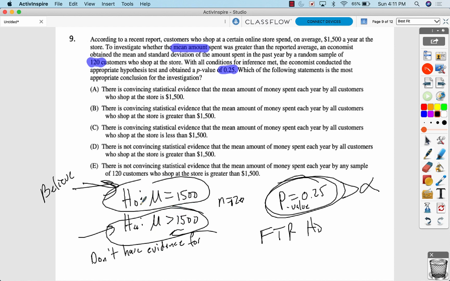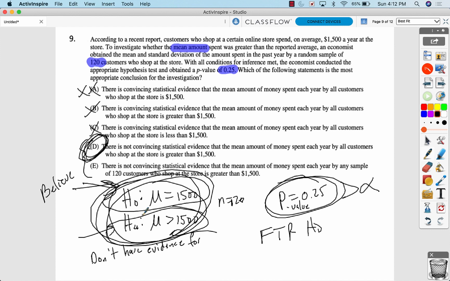You can see I'm pulling these questions off 1 or 2 tests. There's a lot of this stuff. Okay, so it's going to be something with not convincing evidence. Can't be there's convincing evidence. So it's either one of these two. Okay, that looks good. By any sample of 120? No. This decision is always about the population, not about what happened in the sample. So your answer here is number 9.